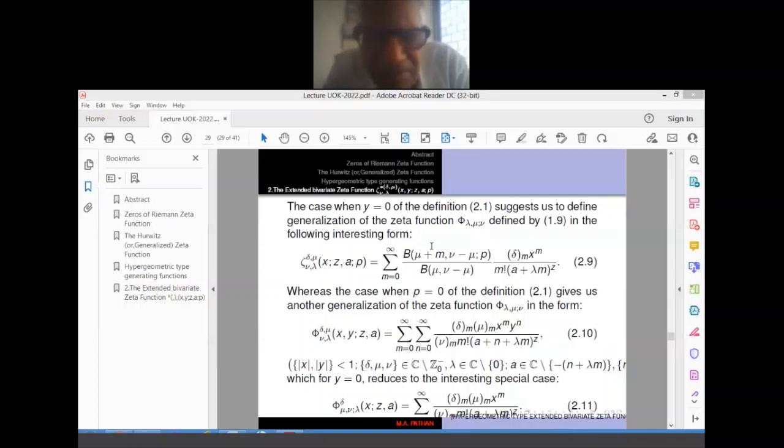Okay, okay. So here we can see that the case when p equal to 0 in the definition gives us another generalization of the zeta function, which is given by 2.10.